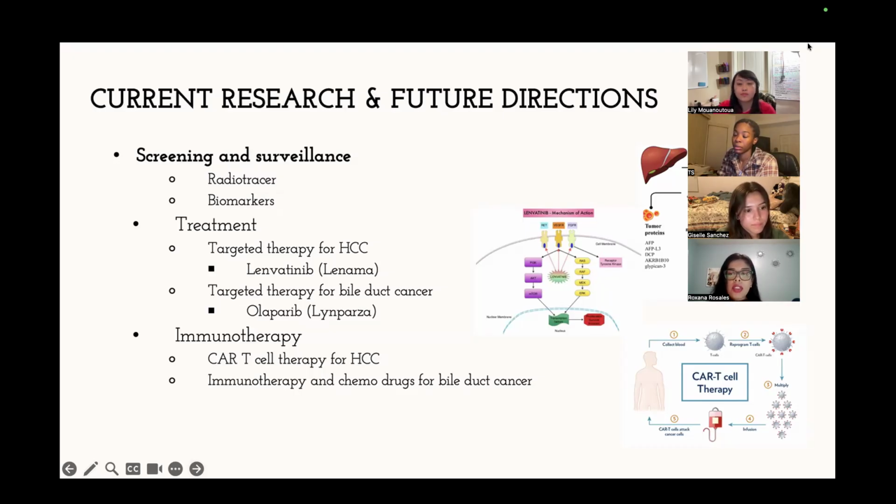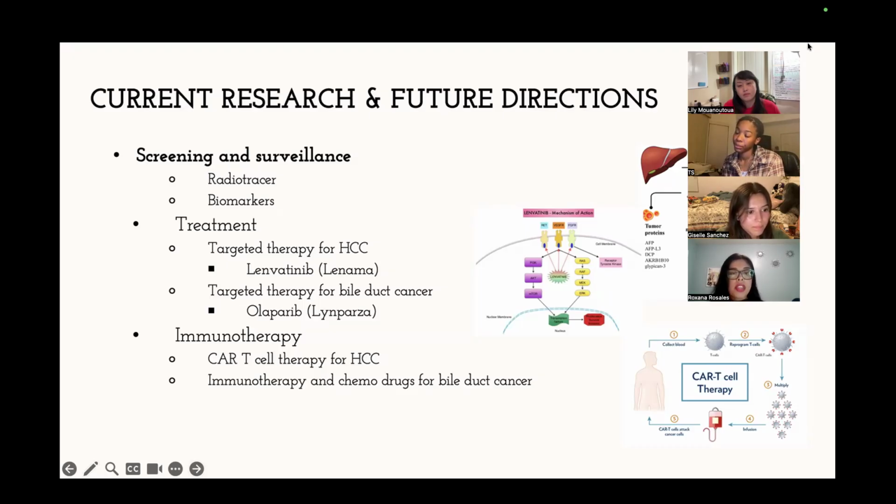Now, for targeted therapy for HCC, current research has led to the discovery of several new targeted therapies, one of them being lenvatinib, or Lenvima. This medication helps treat HCC in patients whose cancer cannot be removed by surgery. How this medication works is that it helps block proteins that signal cancer cells to divide. It also blocks proteins that signal the growth of new tumors.